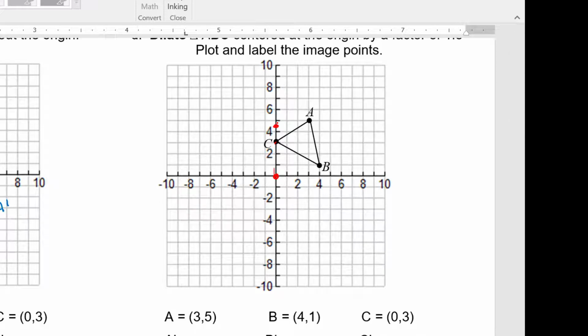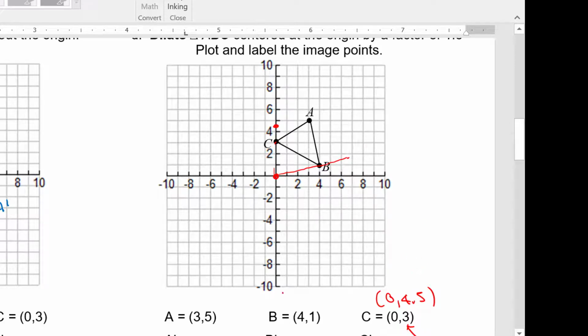So it's going to be 0, 4.5. Or I can simply multiply 3 times 1.5. Same thing with the B. It's going to be 1.5 times this. It's going to be somewhere out there.